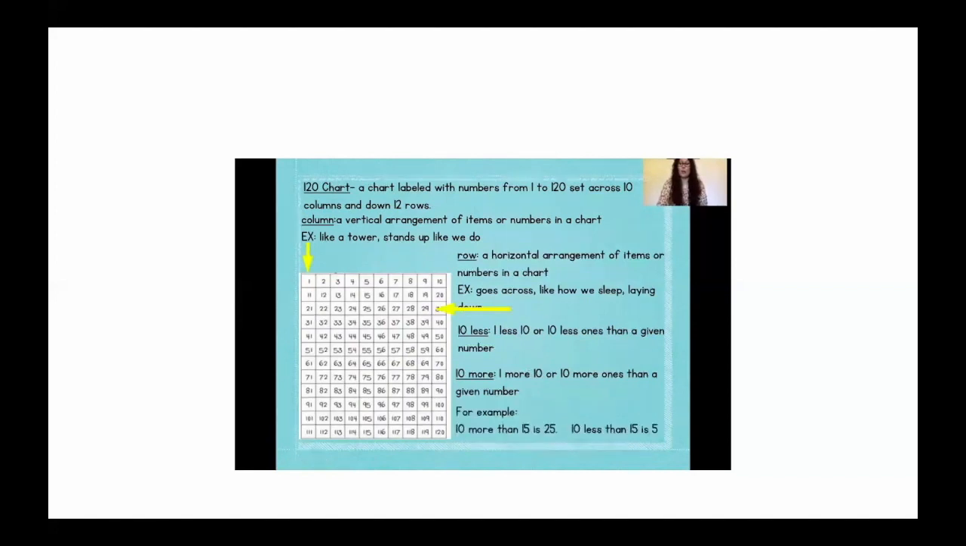For example, we have the number 15. If we are looking for 10 more than 15, we need to go down 1 box, and that would show 10 more than 15, which would be 25. If we wanted to find 10 less than 15, we have to start back at 15, and then we go up 1 box to find 5, which is 10 less than 15.